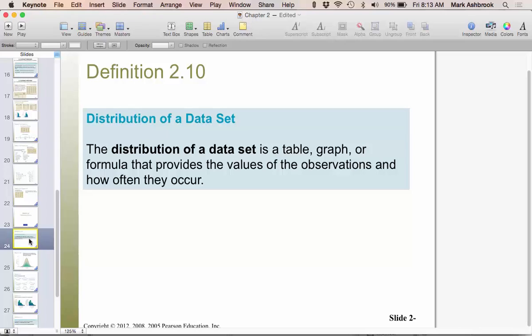So a distribution of a data set is any visual or anything that provides the values of the observations and how often they occur. So this is the key: the values of the observations, or the data values, and how often they occur.